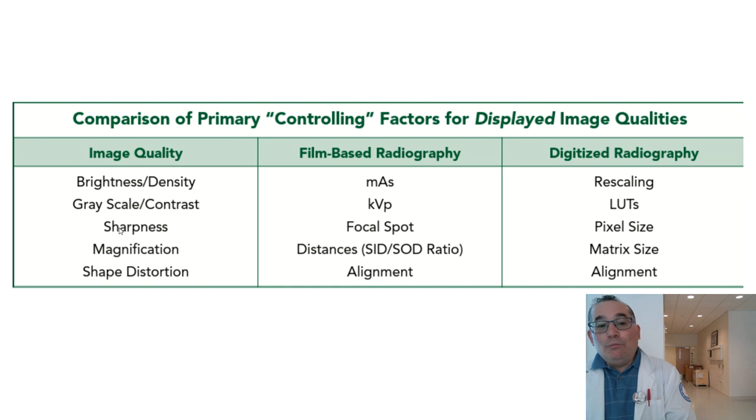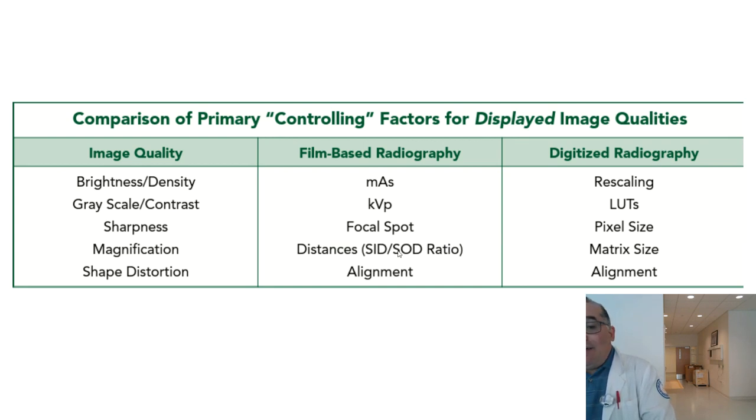Our sharpness, which used to be all about large or small focal spot, even though this still exists, is largely a component now of pixel size and field of view and matrix. Remember, the focal spot really is the limiting factor, unfortunately. But a lot of our sharpness, otherwise known as spatial resolution, is based on our matrix size. Magnification is related to SID and SOD, and still kind of is. So this should be kind of in both of these columns, if you ask me.